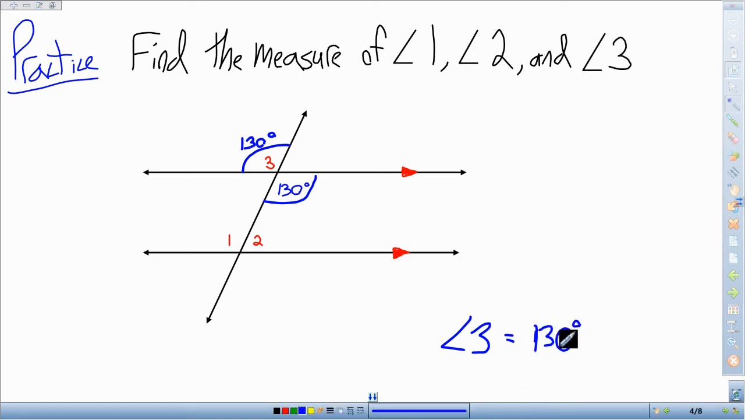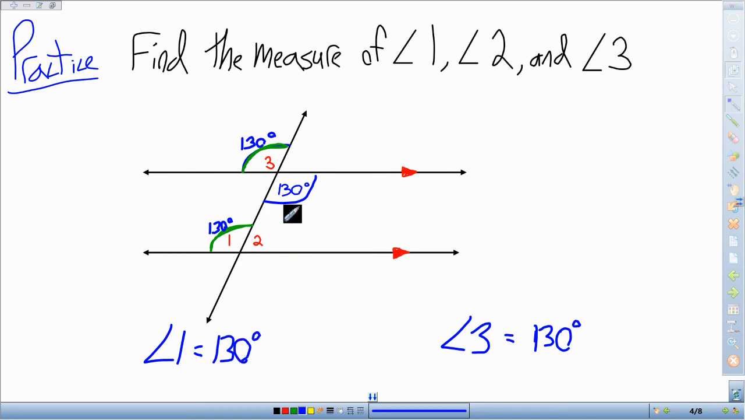All right, so from there, I have a few directions I can go. Here's one thing. I could say that this angle here and this angle here are corresponding angles, same side of the transversal, same side, both above the parallel lines. And I know corresponding angles are also congruent. Okay, so that means this thing's 130 degrees as well. So angle 1 is 130.